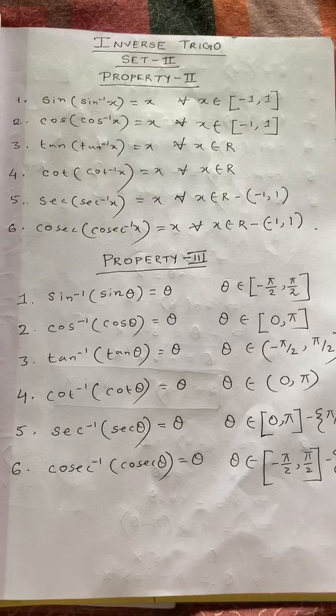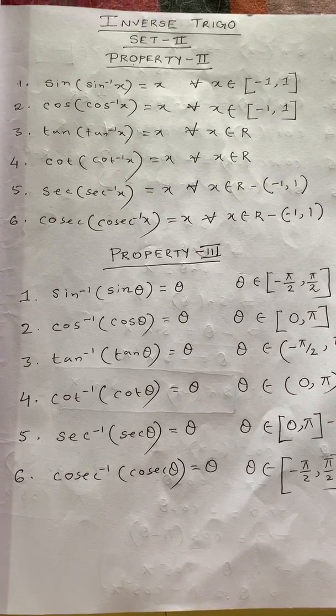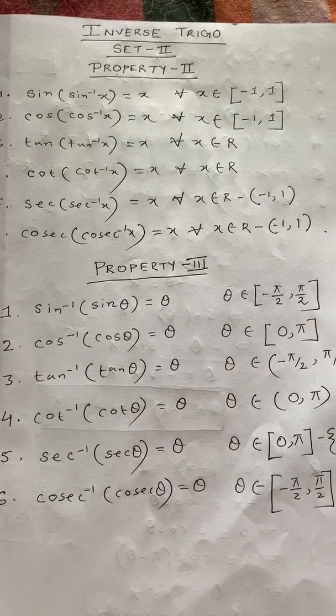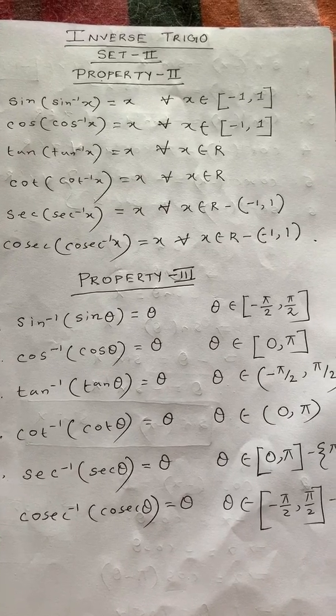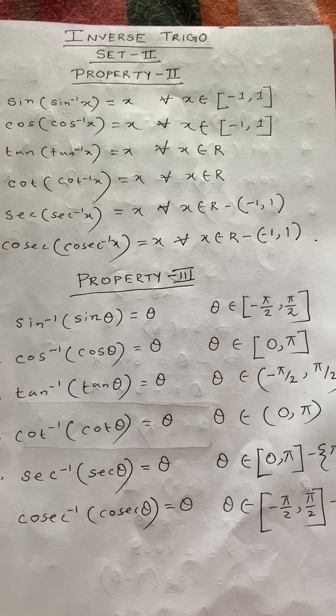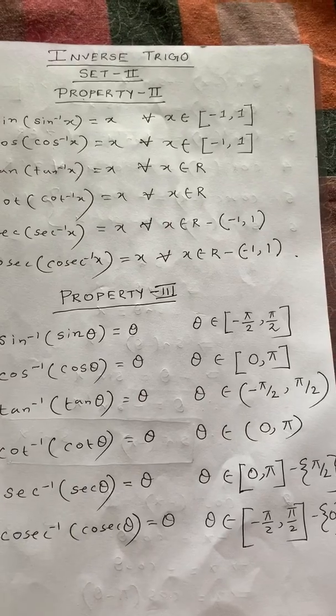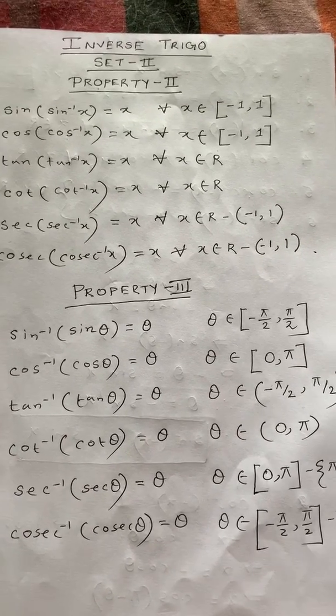Look at property 3. Here we have sine inverse of sine theta is equal to theta. Check the range of theta. It should be from -pi/2 to pi/2. Remember, this is also based on the PVB table.